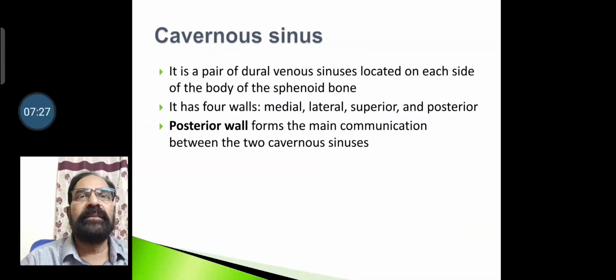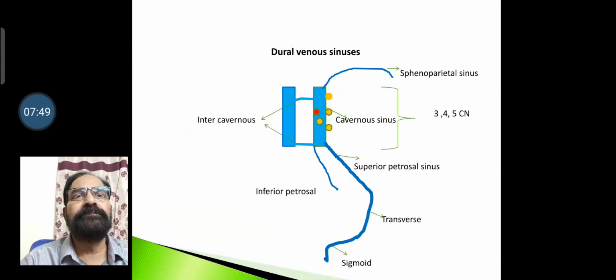Cavernous sinus, the important sinus. It is a pair of dural venous sinus located on each side of the body of sphenoid bone. It has four walls: medial, lateral, superior and posterior walls. The posterior wall forms the communication between the two cavernous sinus.